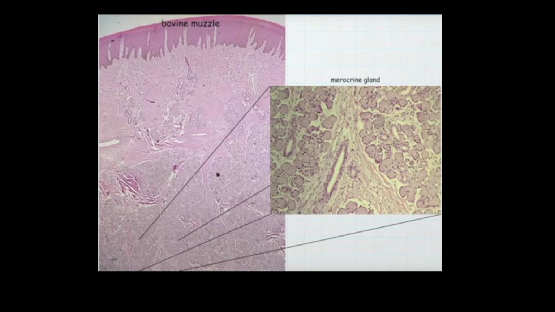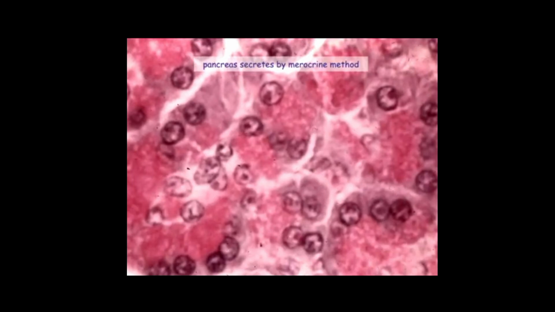Then the bovine muzzle is also merocrine, meaning through exocytosis the muzzle remains moist with the help of merocrine glands found in the bovine muzzle. So these are the alveoli, and you can see the ducts also. Now the pancreas secretes by the merocrine method. What is the pancreas secreting? Pancreatic juice. It has two parts, exocrine and endocrine. The exocrine part of the pancreas secretes through the merocrine method, that is, through exocytosis from the cells.